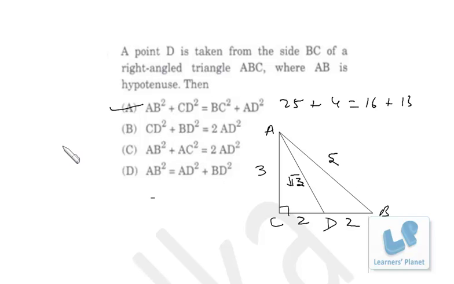CD square is 4, BD square is 4, and AD square is 13 into 2, 26. So the left hand side and right hand side are not equal. AB square 25, AC square 9, AD square is 13 into 2, 26, and this is 34. So that's not correct. Similarly, you can check for AB square 25, AD square 13, and BD square 4. Right? So you can easily do this sum if you put in comfortable values for the variables.